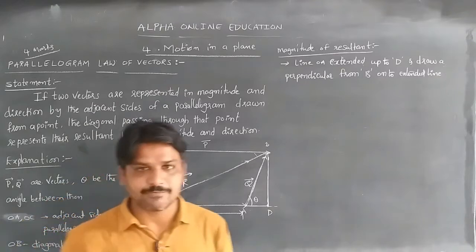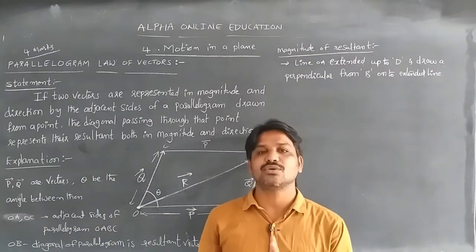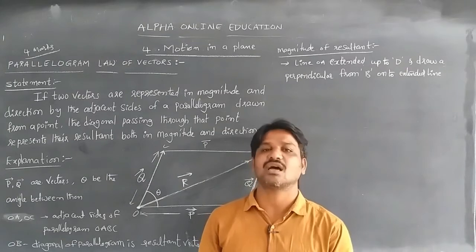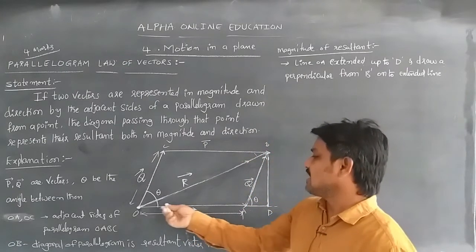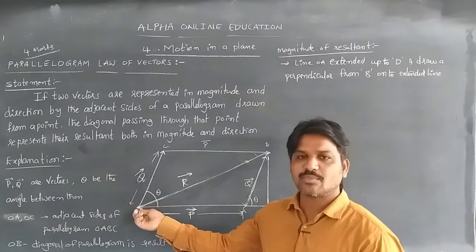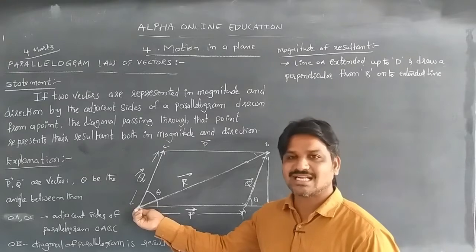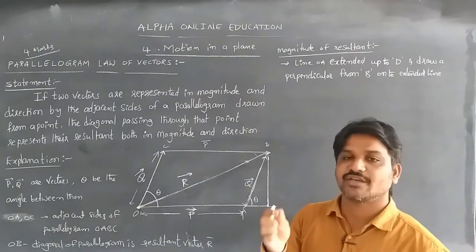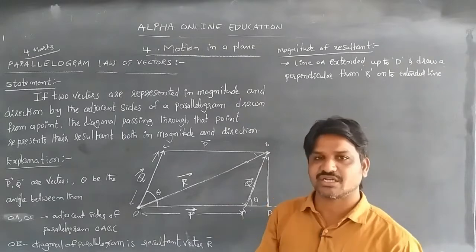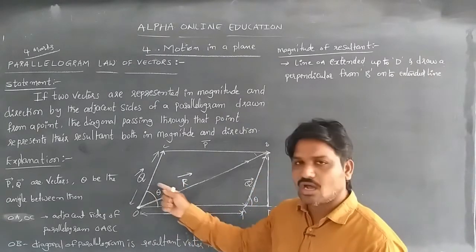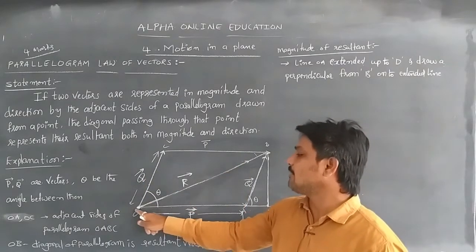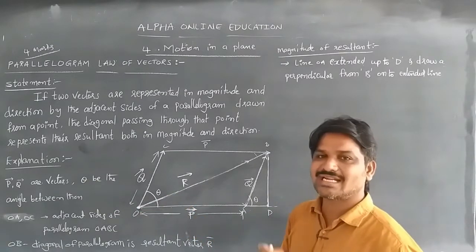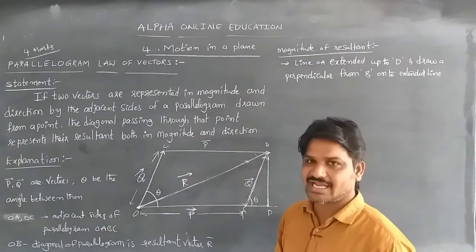Once again, the statement: if two vectors are represented in magnitude and direction by two adjacent sides of a parallelogram drawn from a point, the diagonal passing through that point represents the resultant both in magnitude and direction. This is the statement of the parallelogram law.